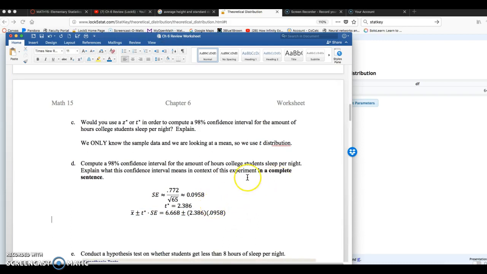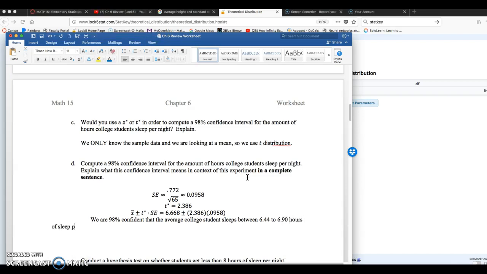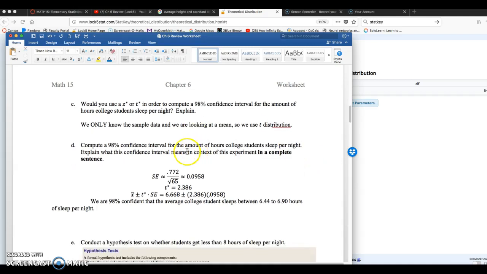So I'm going to compute that and give an interpretation. We are 98% confident that the average college student sleeps somewhere between, I'm going to throw this in the calculator, 6.668 minus 2.386 times 0.0958, and that gives me 6.44. And then I just need to go back and change the minus to a plus. 6.90 hours of sleep per night. So that is the confidence interval.